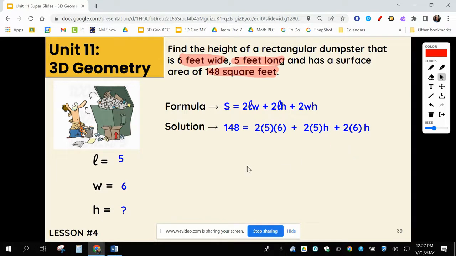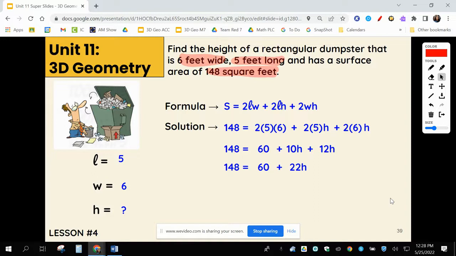All right, so now we have 148 equals 2 times 5 times 6. So let's see, 2 times 5 is 10. 10 times 6 is 60. Plus 2 times 5 times H. 2 times 5 is 10, so that's 10H. Plus 2 times 6 times H. 2 times 6 is 12, so that's 12H. This is an equation that we can solve, but it needs to be cleaned up first. We need to do 10H plus 12H. That is 22H. So I'm going to write this as 148 equals 60 plus 22H.